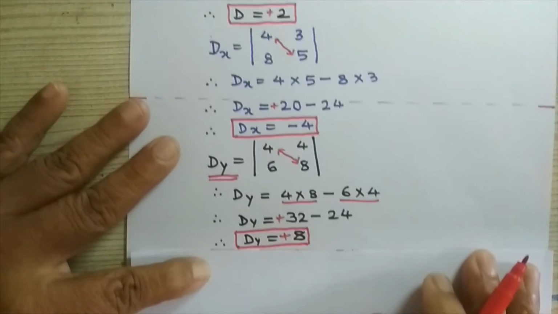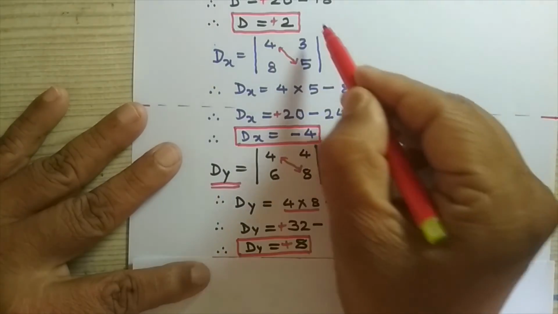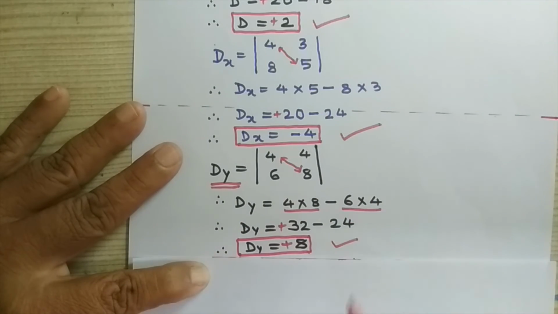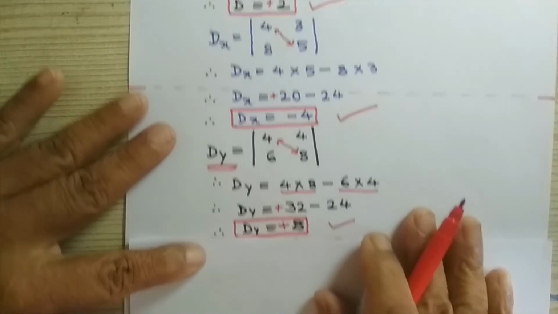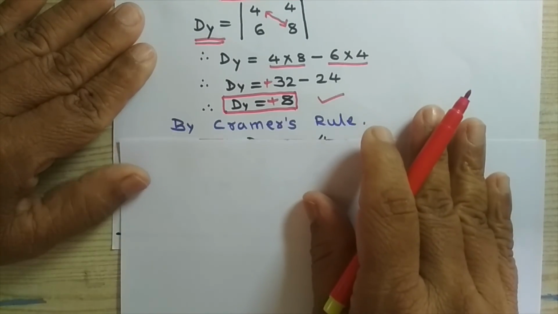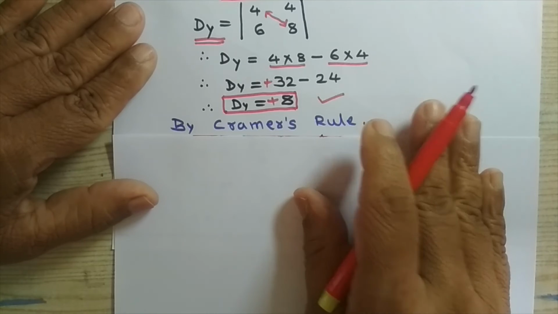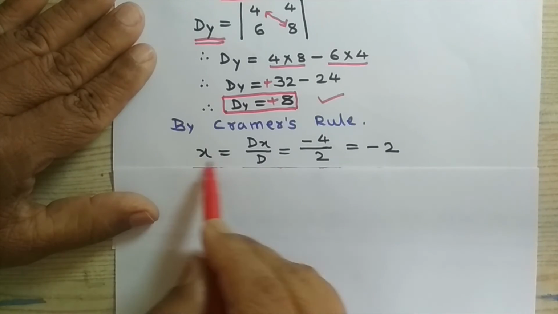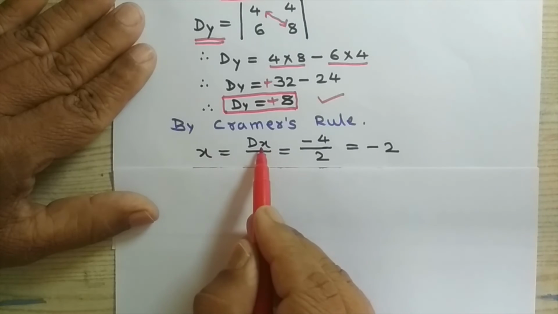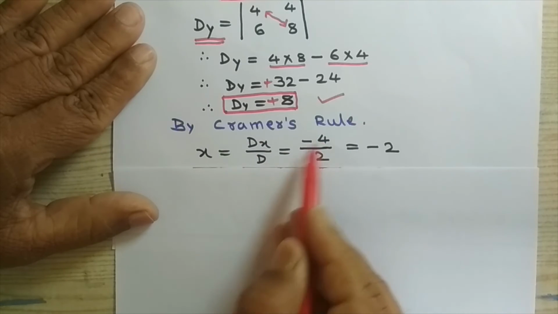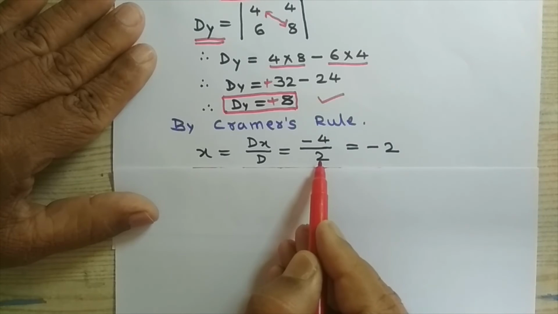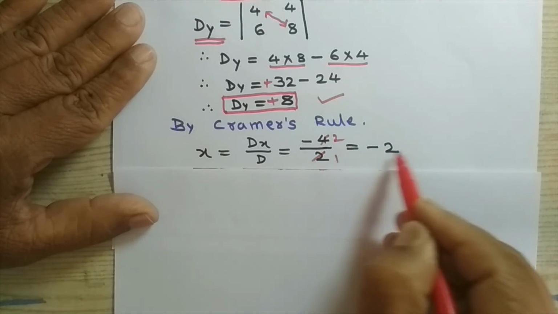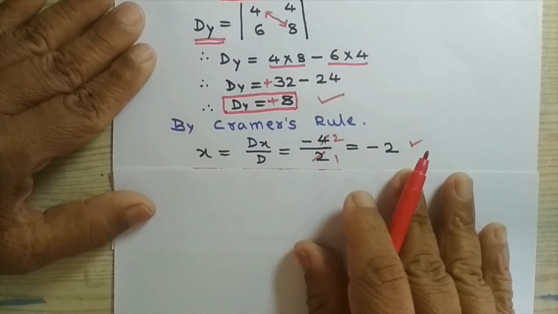We have calculated here the values of determinants D, Dx and Dy. Now we use Cramer's rule. By Cramer's rule, we know the formula: x is equal to Dx upon D. We know the value of Dx, that is minus 4, and the value of D, that is 2. Simplifying, 2 ones are 2, 2 twos are 4, so minus 2 is the answer.